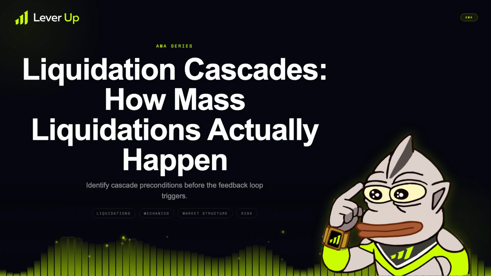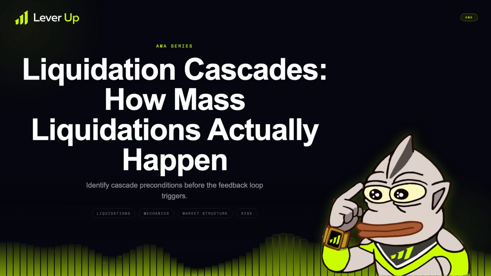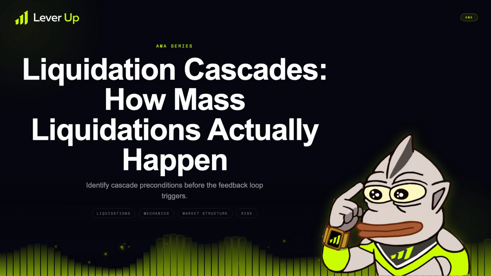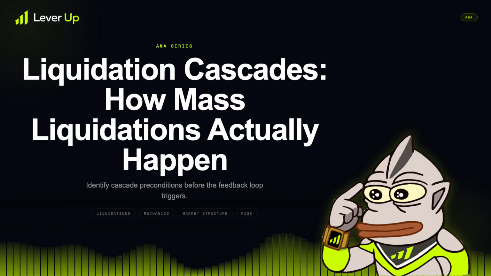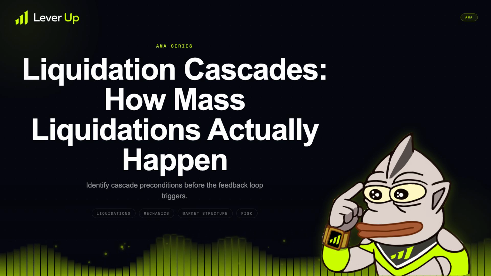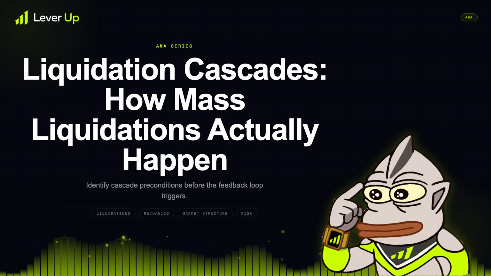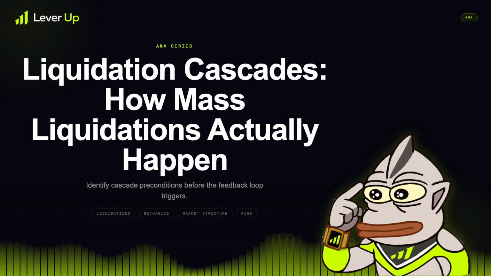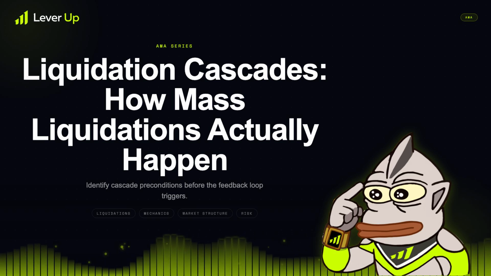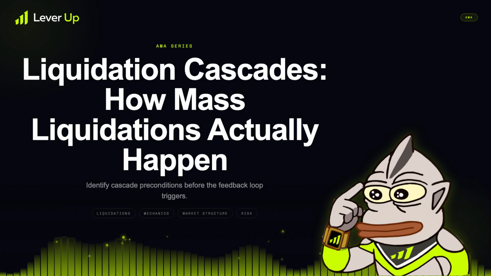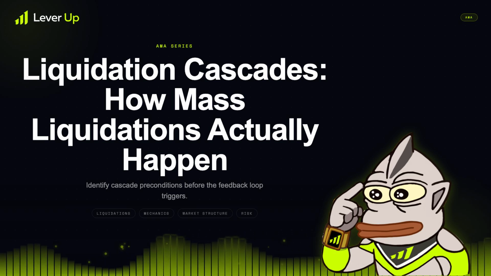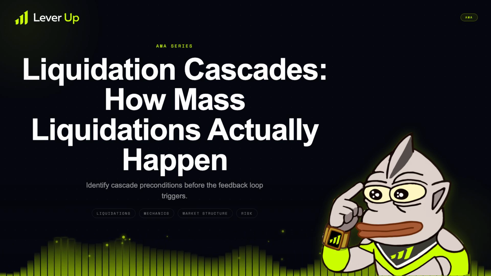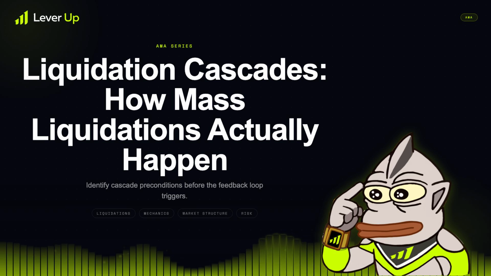The speed and severity of any given cascade depend on two variables: how much open interest is concentrated in the liquidation bands, and how much market depth exists to absorb the resulting order flow. High OI concentration and low market depth is the worst-case combination. The sell pressure from each liquidation moves price further per unit, which means each wave triggers the next faster.